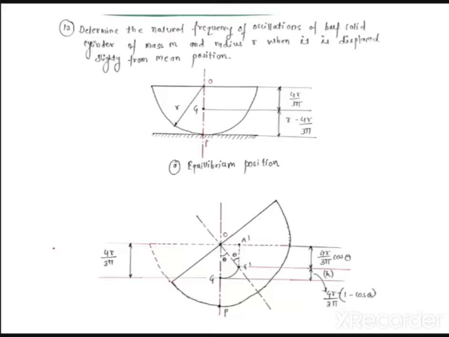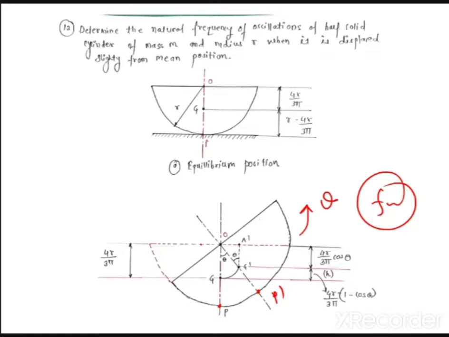So you can see this is a diagram which I have drawn here for simplification. This distance is 4r upon 3 pi, so h is nothing but 4r upon 3 pi into 1 minus cos theta. This point P is moving to this point, let us say P dash, by a small angle theta. Now this will oscillate like a simple pendulum, but you can call this a compound pendulum.